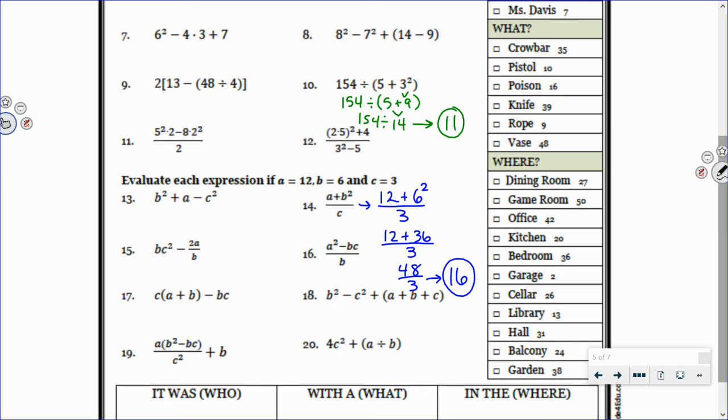And on to the bottom problem. I did number 14 for you, substituting in the numbers and evaluating the expression. 12 plus 6 squared, we've got to take care of that exponent. 6 to the second power is what I should have called that, and that would be 36.